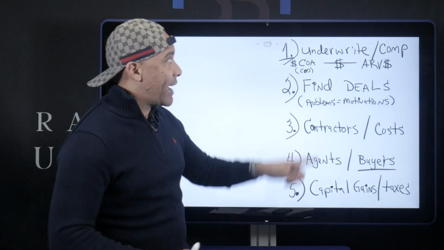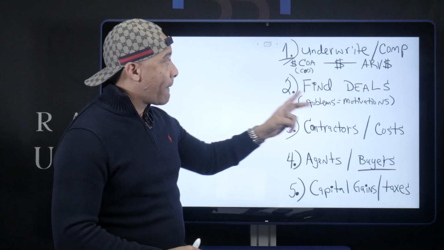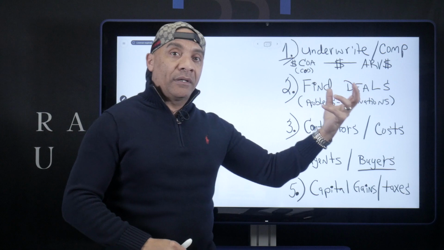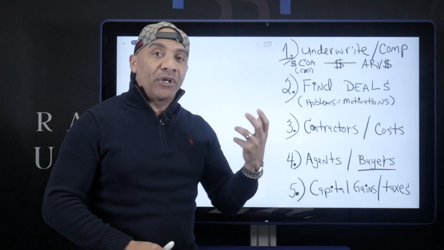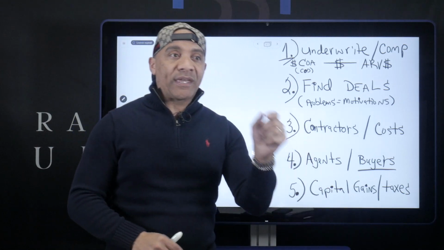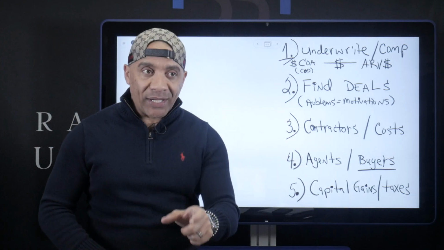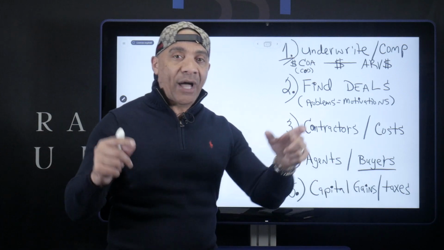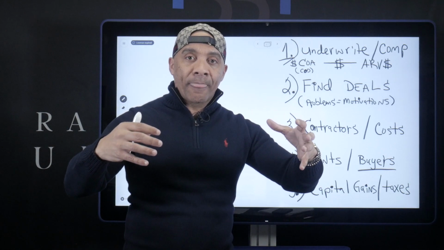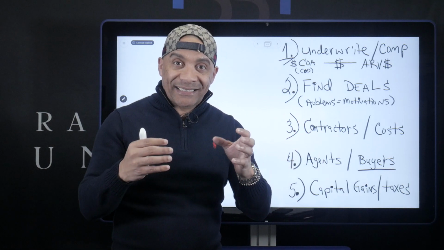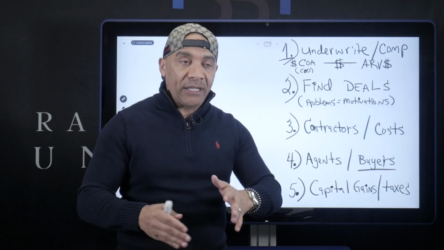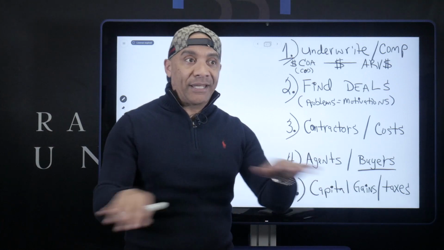So 5 things you need to master: underwriting or comping deals, finding deals. That means finding problems, seeing them as motivations, and helping people solve their problems so that in turn you can acquire that property. Mastering relationships with contractors, working with them, knowing which ones to trust, where to trust them, and how to keep those deals tight and those contracting responsibilities concise so that you don't find yourself all over the place. All it takes is one deal to go left with a contractor and it's a wrap, okay?